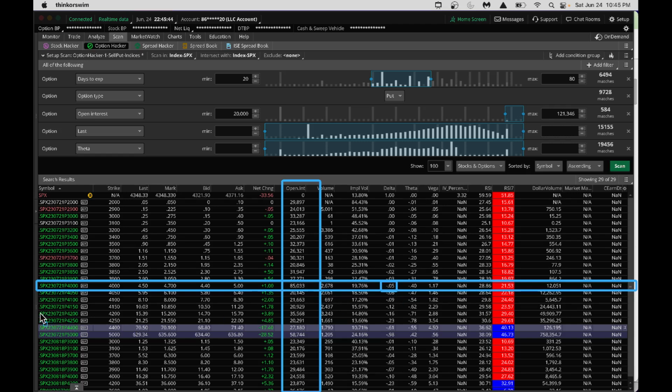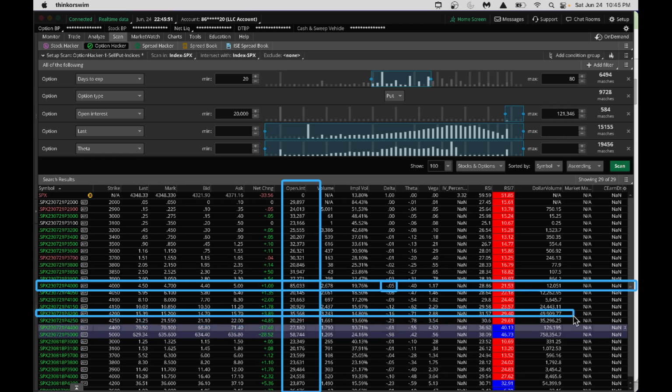Look, we've got 4200. 4200 is a very good level. As you can see here, 35,000 contracts traded, and from a volume perspective, 3,243. A lot of volume traded here. And then as you scan through here, you've got a few more levels.